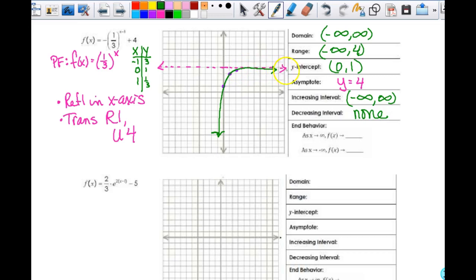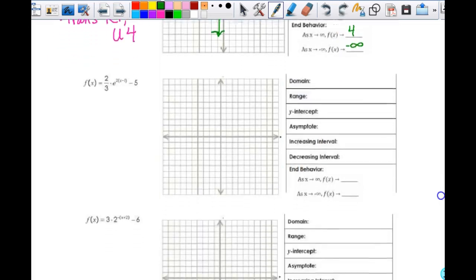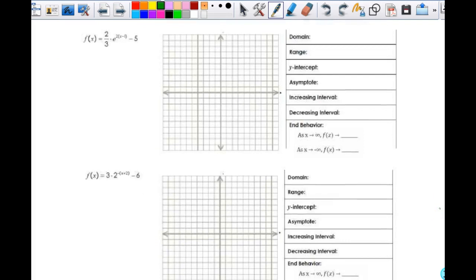As x approaches infinity, f of x approaches 4, and as x approaches -infinity, f of x approaches -infinity. All right, so let's look at the next one. This is another exponential. So I write down my parent function.